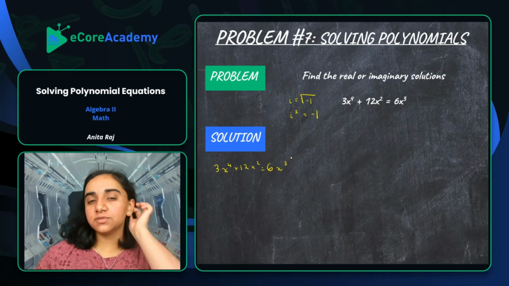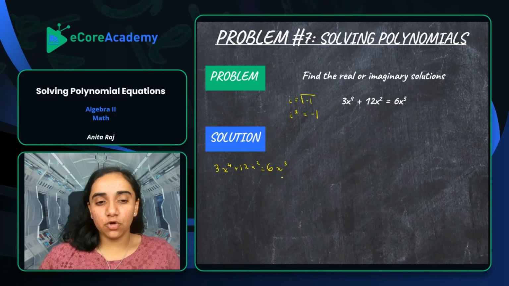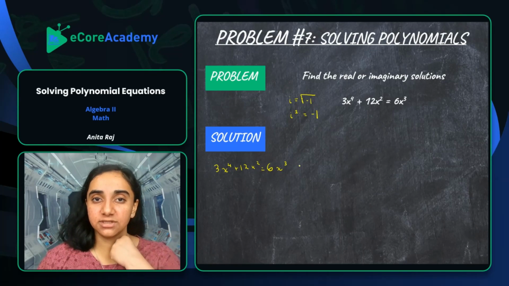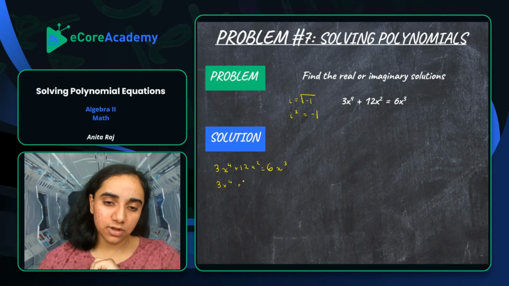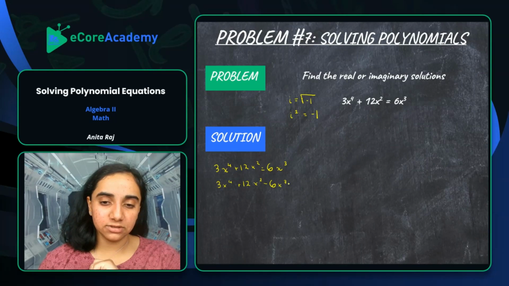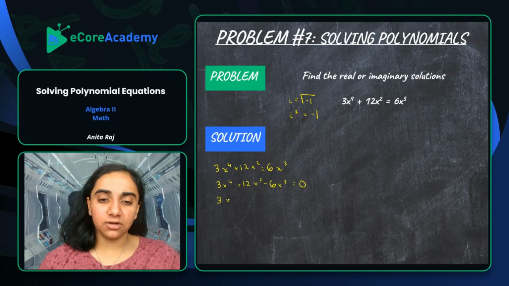So the first thing we're going to do is set p of x, which is this whole polynomial function, equal to 0. To do that, we can subtract 6x cubed from both sides. So we get 3x to the fourth plus 12x squared minus 6x cubed is equal to 0. Then we want to rearrange this in proper descending order. So 3x to the fourth minus 6x cubed plus 12x squared is equal to 0.